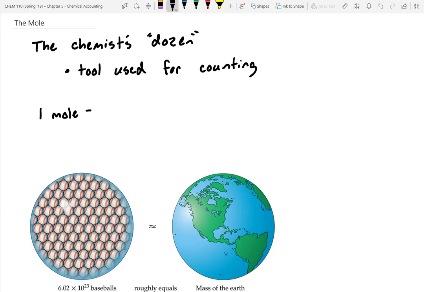1 mole is equal to 6.022 times 10 to the 23rd things. It doesn't matter what things you're counting, just like a dozen. It doesn't matter if it's a dozen eggs or a dozen donuts or a dozen loaves of bread. It's just a counting tool, right? So 1 mole is an incredibly large number of things.